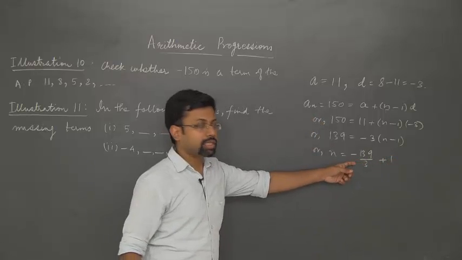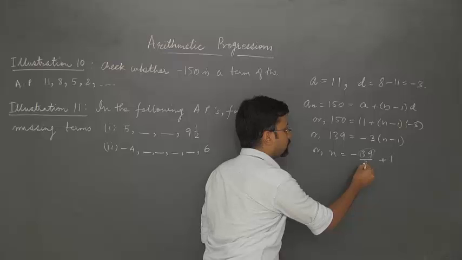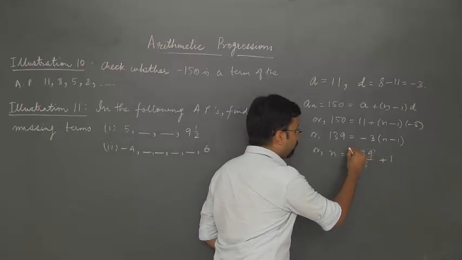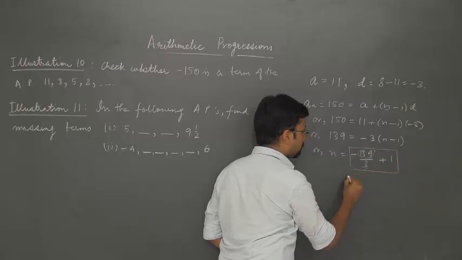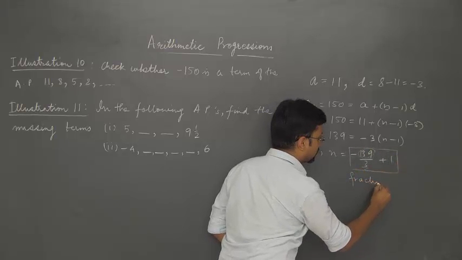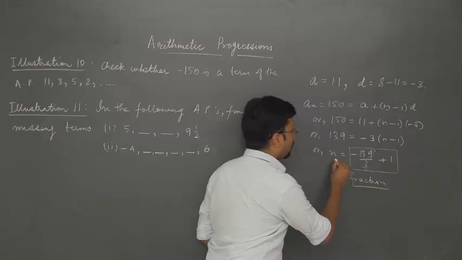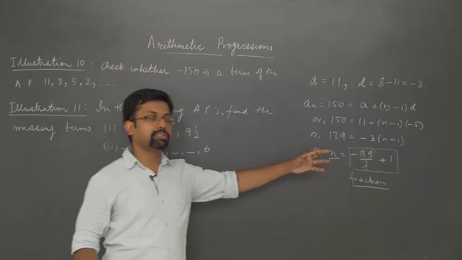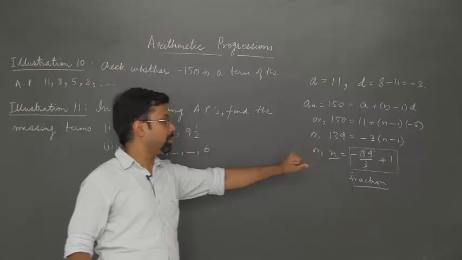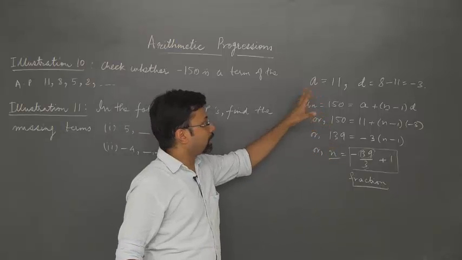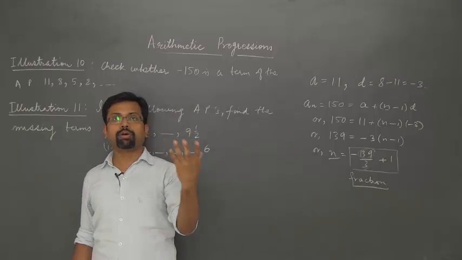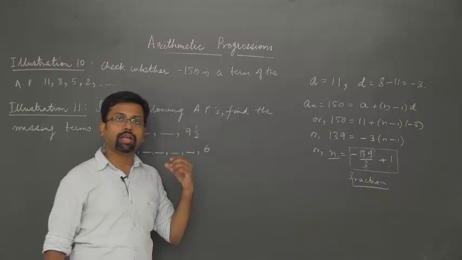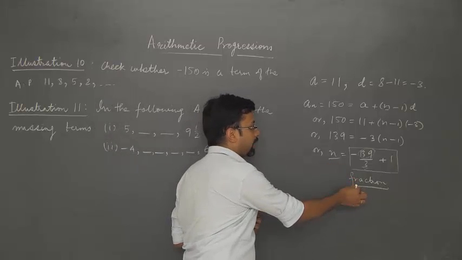Now this is not divisible. 161 is not divisible by 3. So you will be getting a fractional value of n here. Now if n is a fraction, can the nth term exist? No, n has always got to be a natural number for this to be an AP. Because n is the number of terms, a number of terms cannot be a fractional value. So n has to be a natural number. But here we obtained n as a fraction.